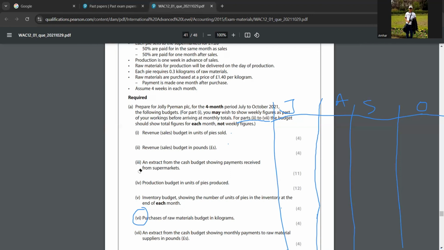Now, can you remember in production budget in units of pies sold, we got for July, what's the total? The fourth one. So for July, we got 620. Yeah, so what you have to do? 620,000 into 0.3. Because they are saying each pie needs 0.3 kilogram of raw material. So 620,000, the total production units into 0.3. That will be the value for July. Same thing you have to do for the rest also. Did you understand that? Yeah, I understand that.